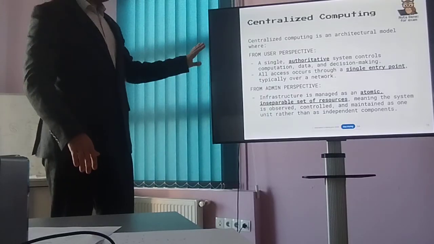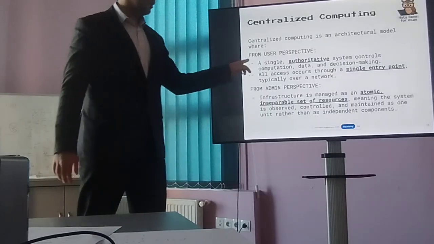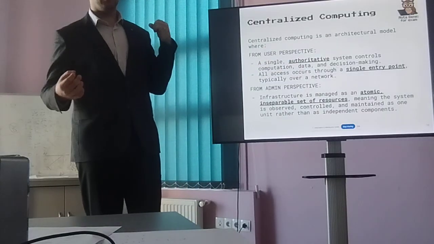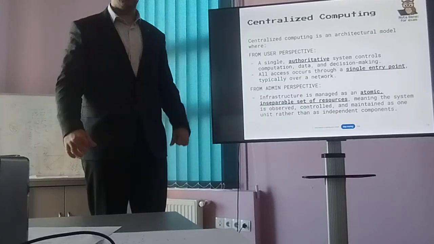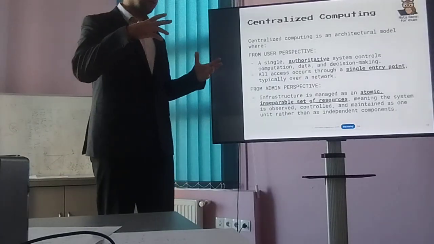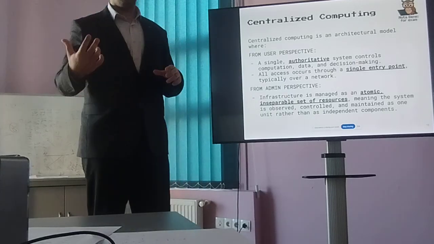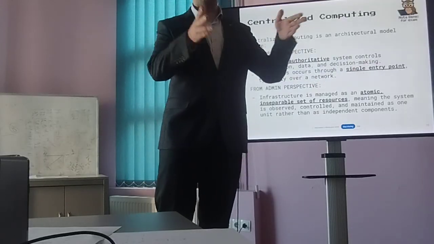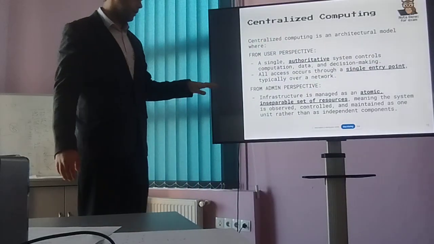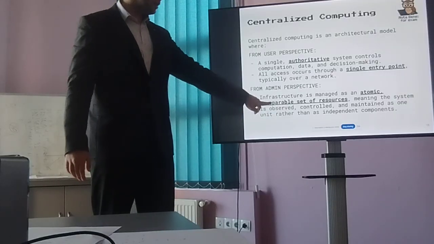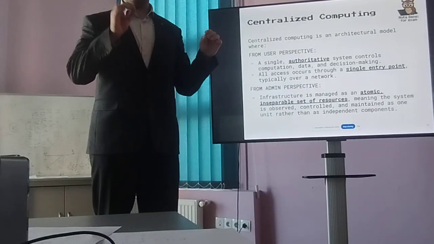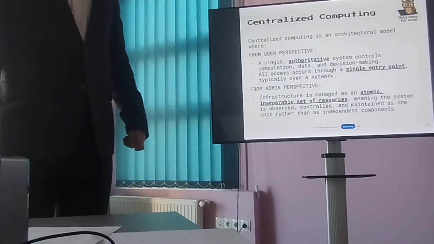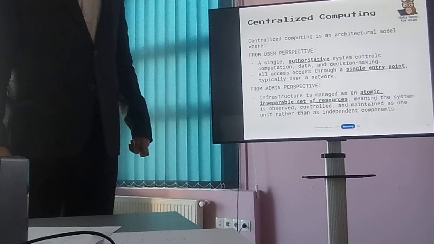Let's go through this one. Centralized, single authoritative systems. What does authoritative mean? It controls everything, all the other nodes. How? From the point of view of protocols or authorization, and from my perspective in the network, it has a single endpoint, a single way. From the infrastructure side, an atomic, inseparable set of resources. If I drop one, everything is down. So it's not good, not practical to use it then. If one drops, everything drops.